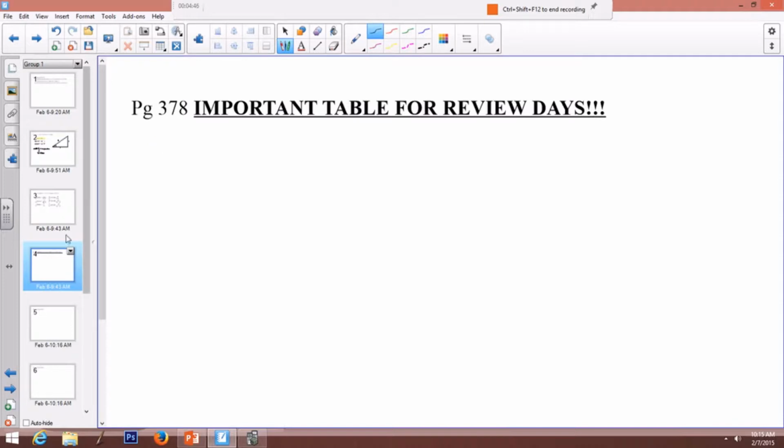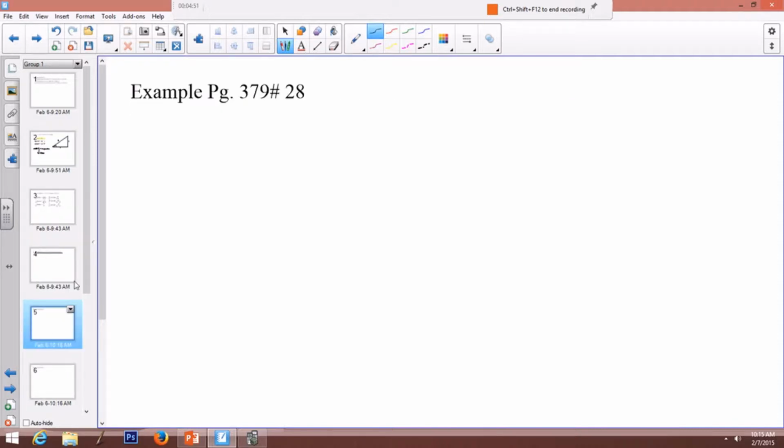All right, so jumping right into some sample problems. I'm looking on page 279, number 28, and it says: given the secant of the arctangent of 4x.